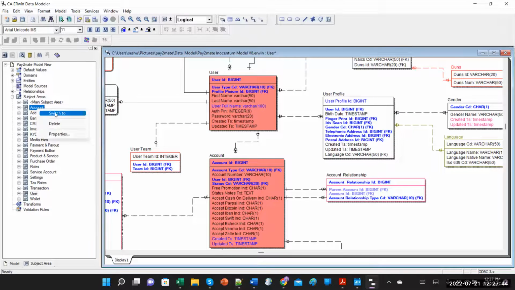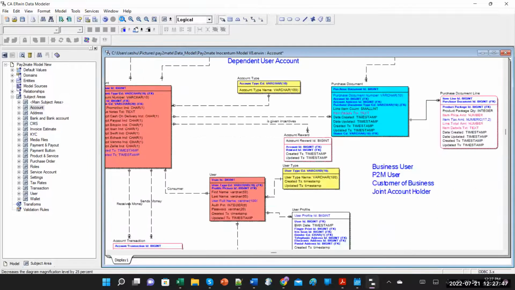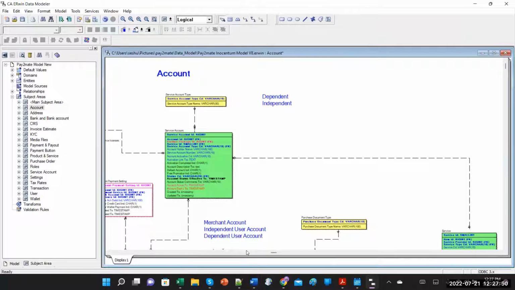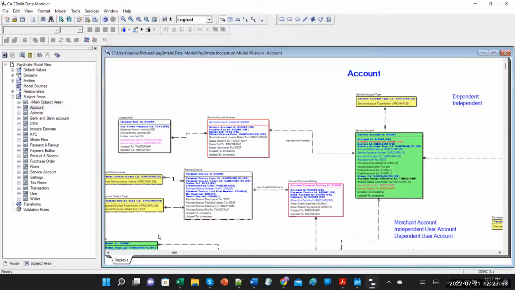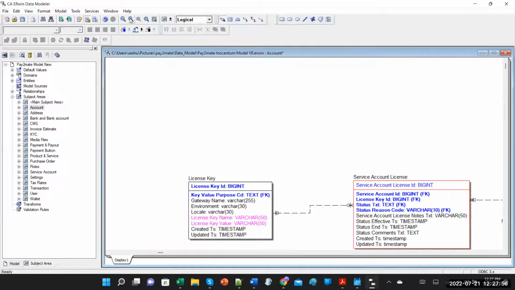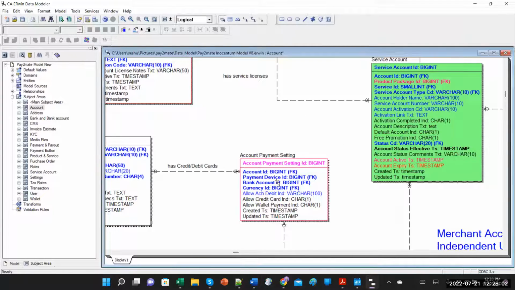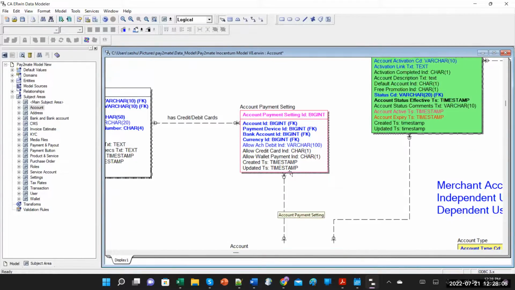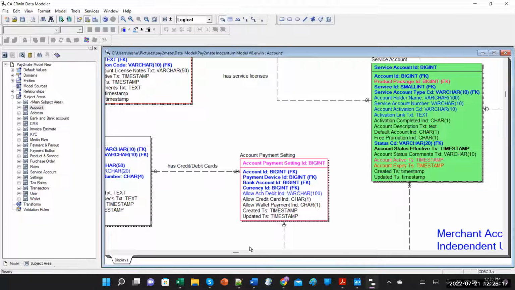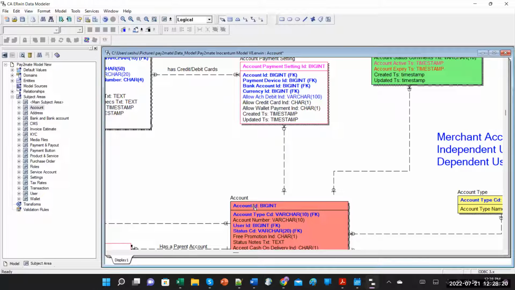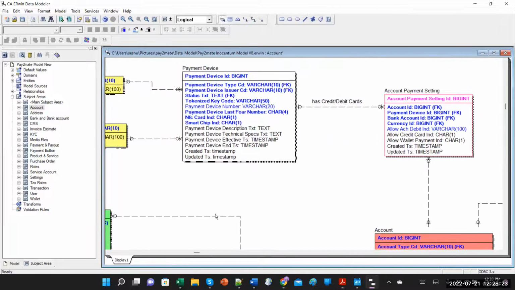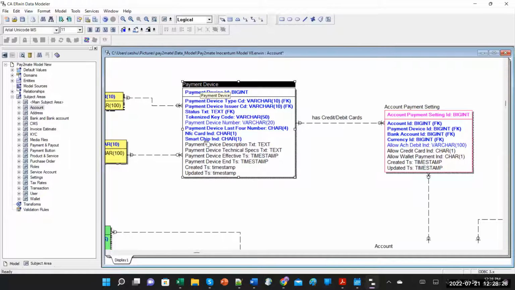Okay. Yes. And account, as we have seen already. So user has the account and the service account. Account related information is here. Account related information is account payment setting, like what all things he has to initiate his payment. So he sets his payments. So my credit card is here, my bank account is here, my currency which I pay is here, all that. Yes. Okay. So account has got this account payment setting, and from payment setting, this is the payment device, all his credit cards.